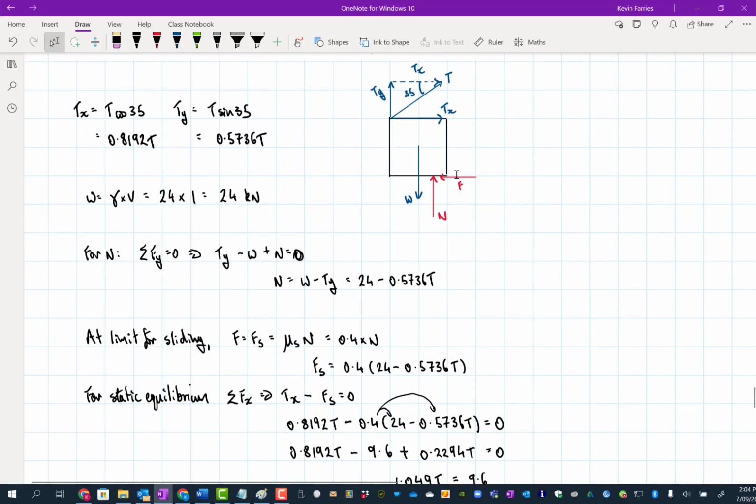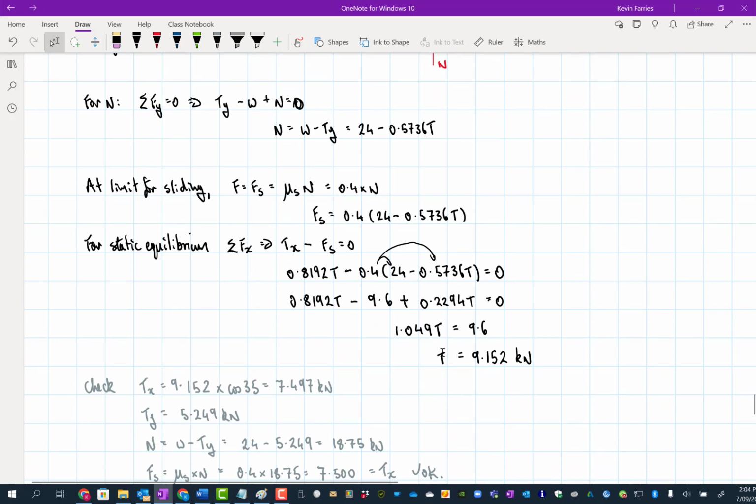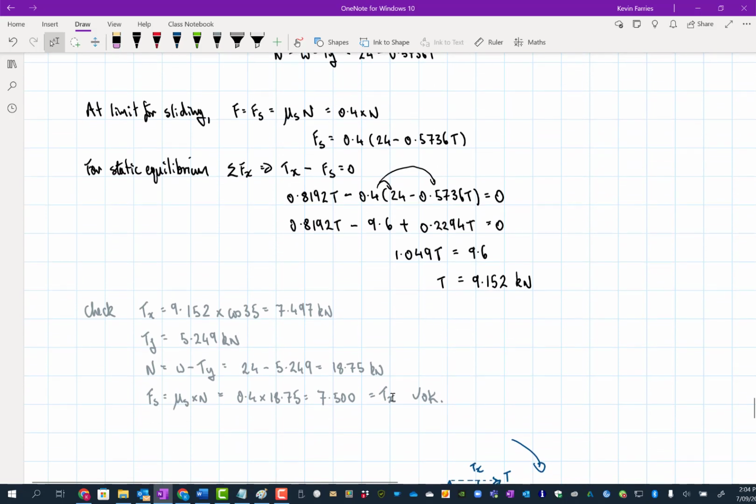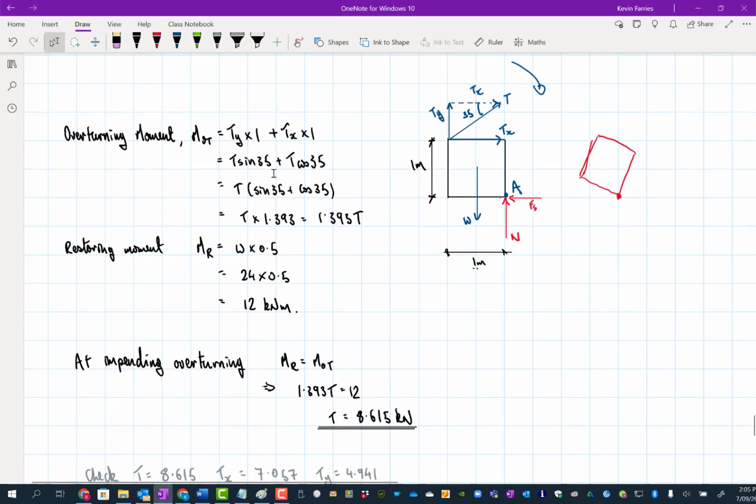Then we figured out that at the limit for sliding, this frictional reaction is going to be equal to Fs, the static friction, which we can calculate from the coefficient of static friction. Then we built up a little equation using the fact that for equilibrium, all your x components must add up to 0. We solved that equation to find what tension would cause this block to slide. Then we put that number back in to check we've got the right answer. We know we've got the right answer if the x component of the force is equal to the friction coefficient times the normal force that we had.